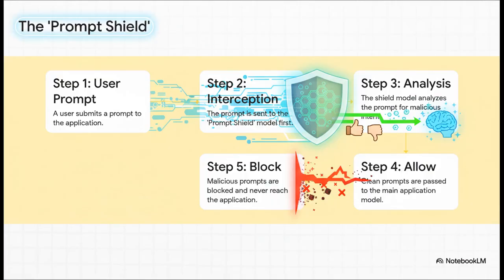And this breaks down exactly how that system works. The user's prompt doesn't go straight to the main AI. Nope. First, it gets sent to this prompt shield. That shield model takes a look, analyzes it for any funny business, and gives it a thumbs up or a thumbs down. If it's clean, it goes through. If it's malicious, it gets blocked right there, never getting a chance to cause any trouble.